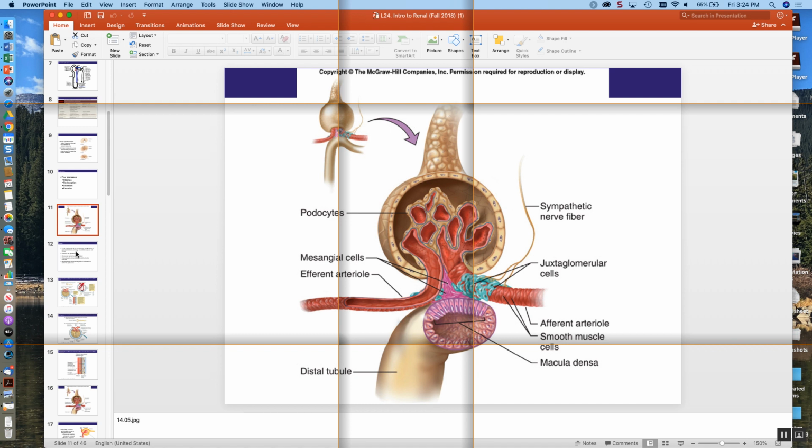Juxtaglomerular cells, these are the cells that actually release renin in response to low blood pressure. And then you have smooth muscle that surrounds the afferent arterioles. This is part of the distal tubule.